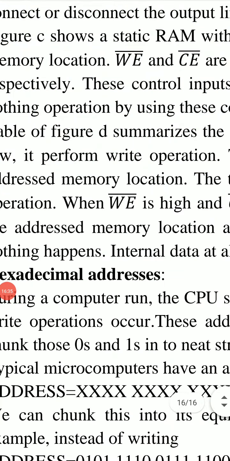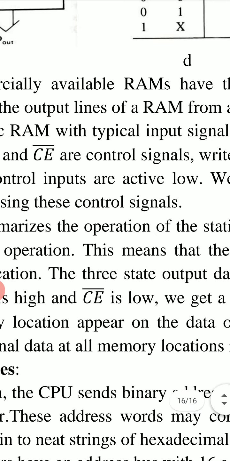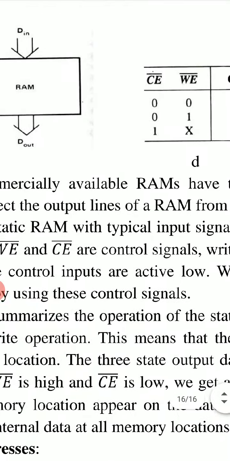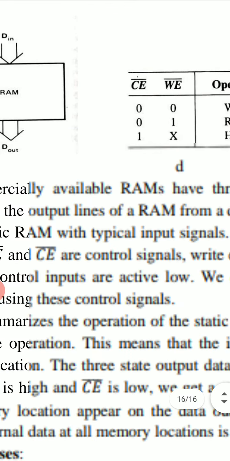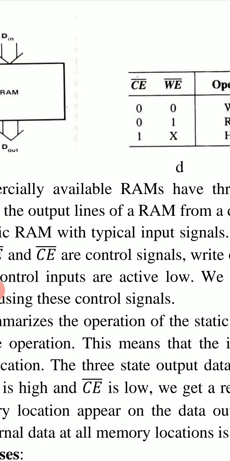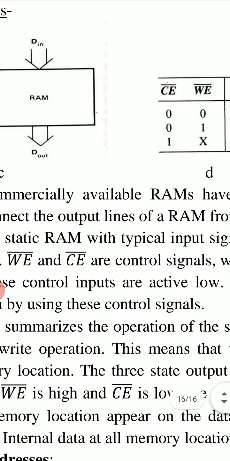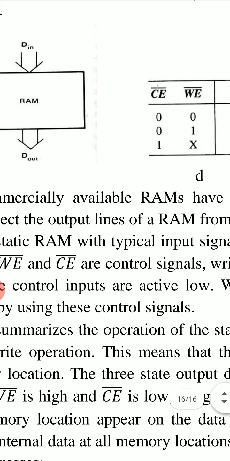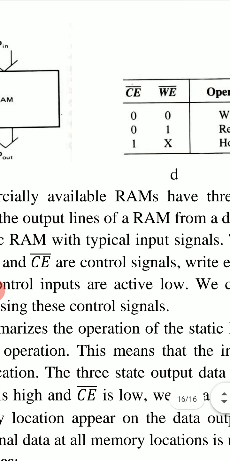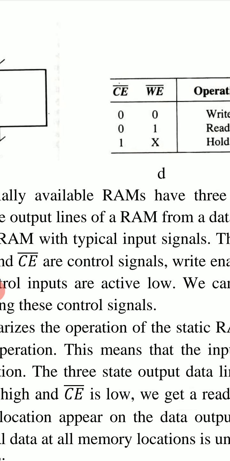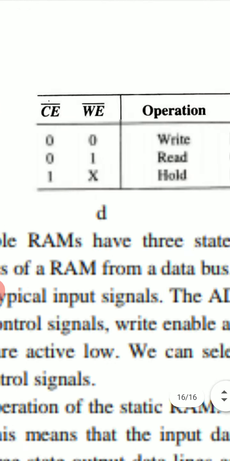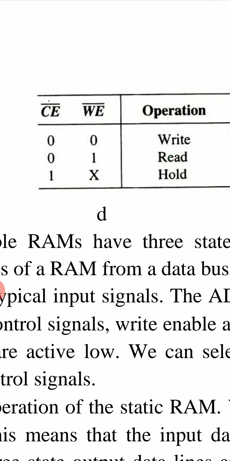So for a write operation, we must use CE bar and WE bar both 0, and both are low active. It means that CE bar is active and WE bar is active when both are 0 as shown in this table, and it will do the write operation.